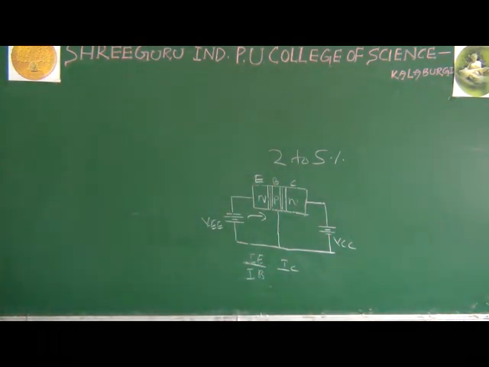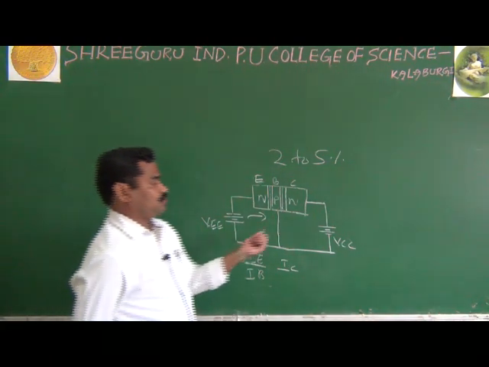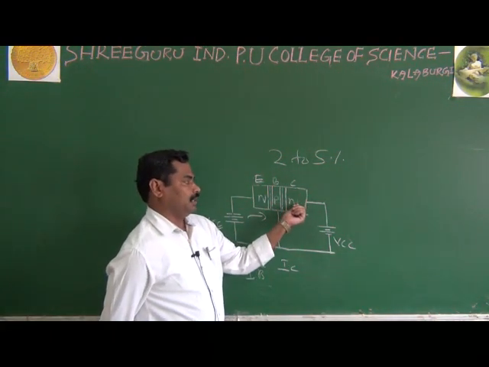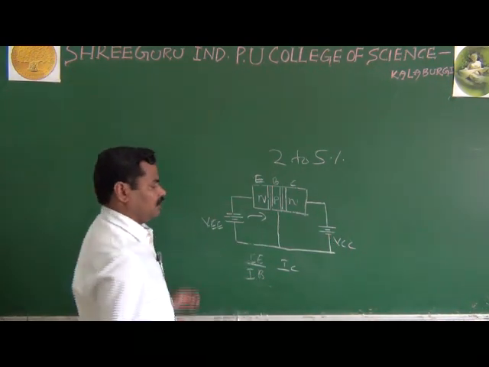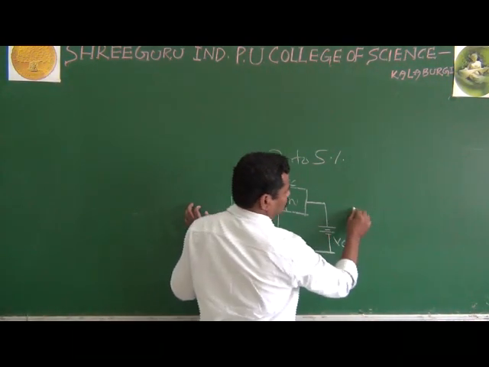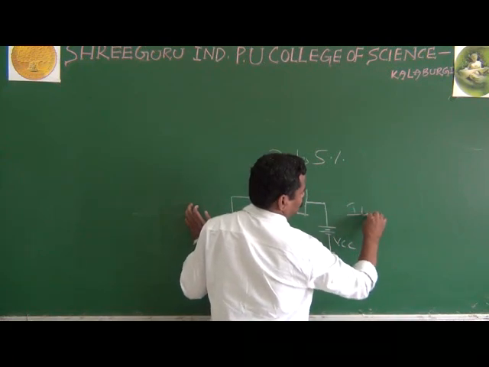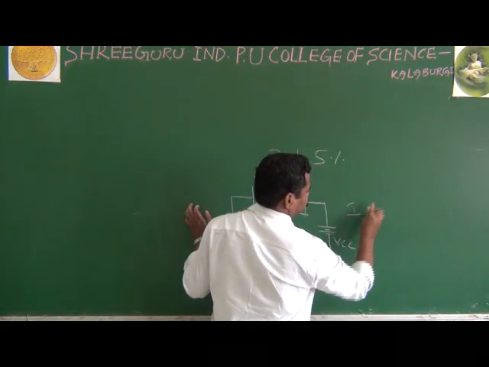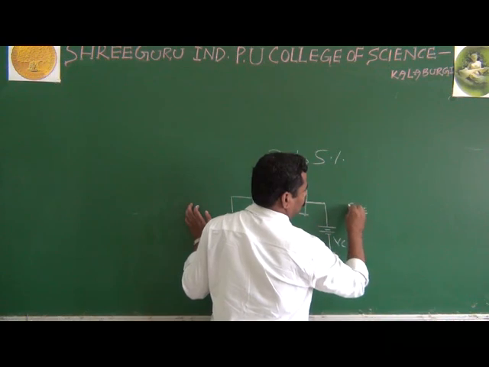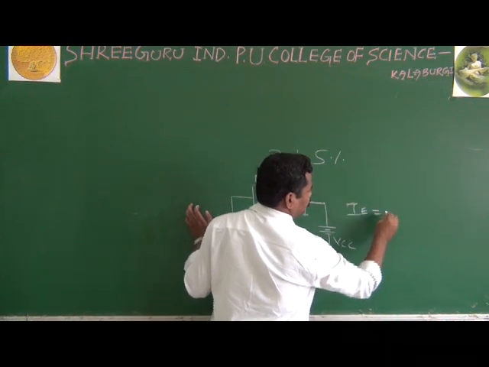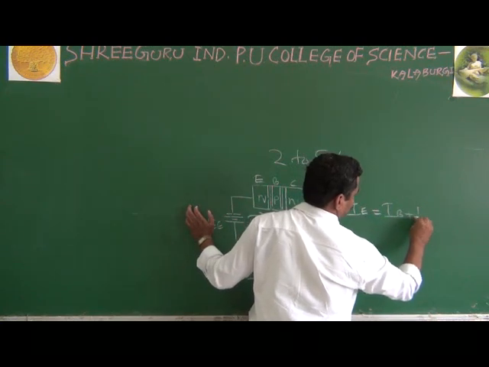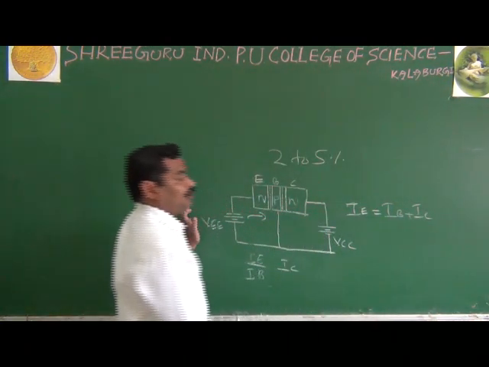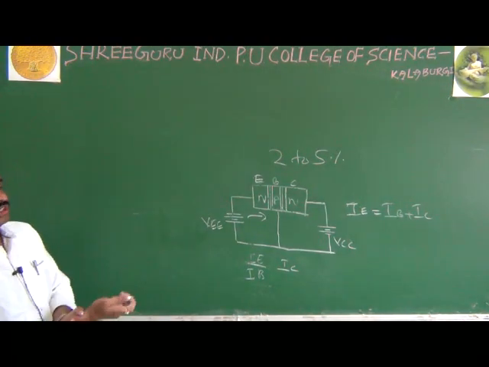Finally, the electrons collected by the collector move towards the positive supply. So you can write the important relation: IE is equal to IB plus IC. This is the important relation, IB plus IC, and I said this in yesterday's class.